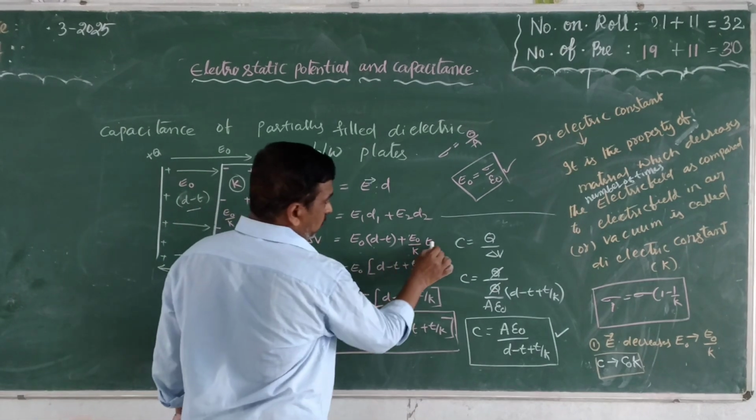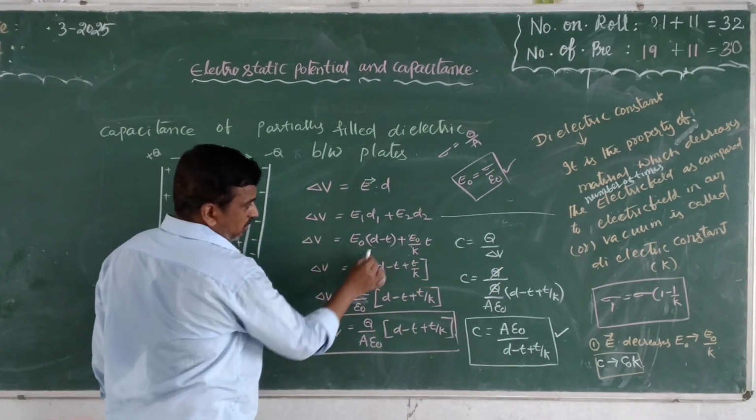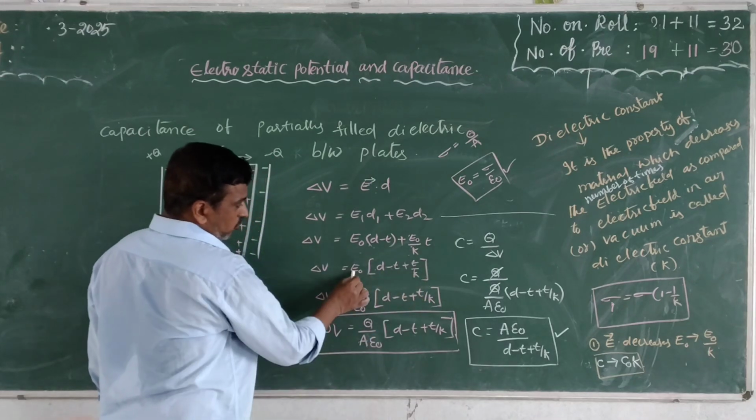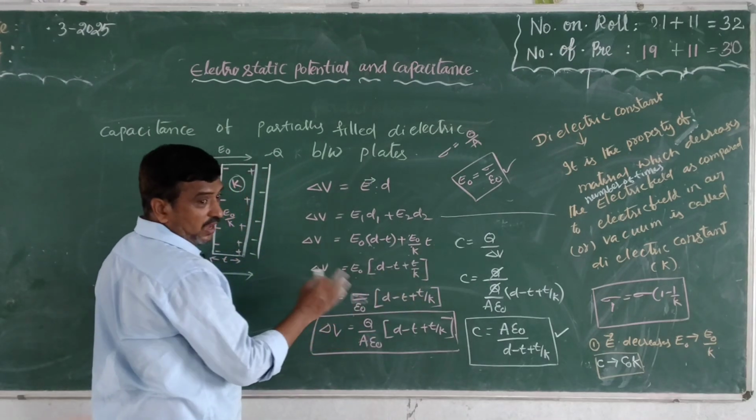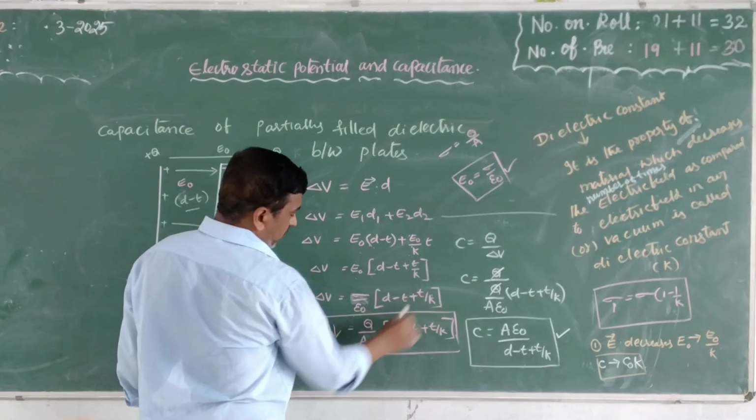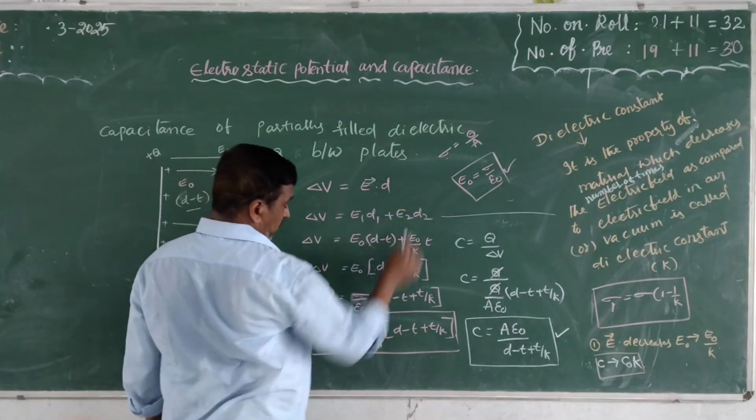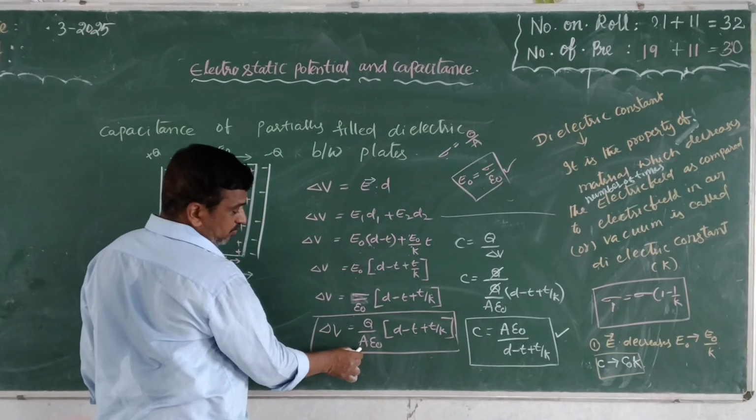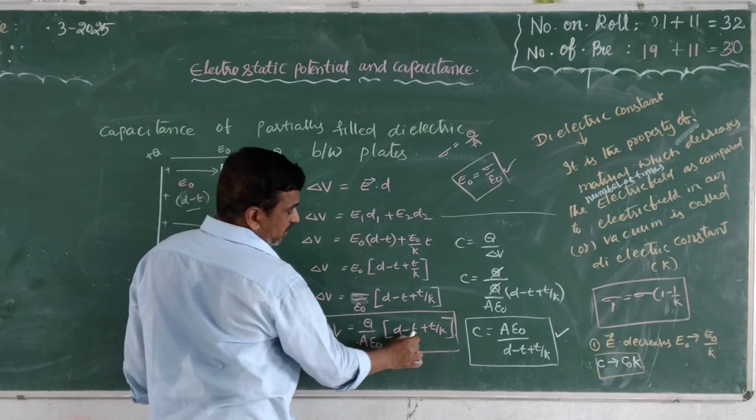So E naught by K into T. Here E naught is common, so D minus T plus T by K. E naught means sigma by epsilon naught for parallel plates. Sigma means Q by A, surface charge density, charge per unit area. So Q by epsilon naught A into D minus T plus T by K.